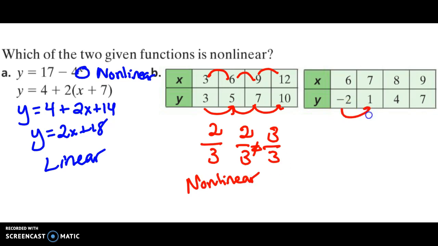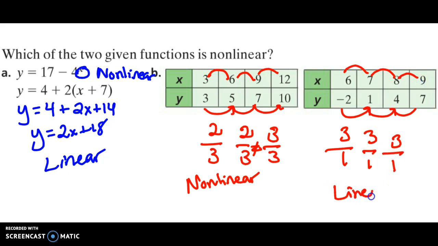And then -2 to 1 is +3, and 6 to 7 is 1, and 1 to 4 is +3, and 7 to 8 is 1, and 4 to 7 is +3, and 8 to 9 is 1. So this is linear. They have a ratio of 3 to 1.